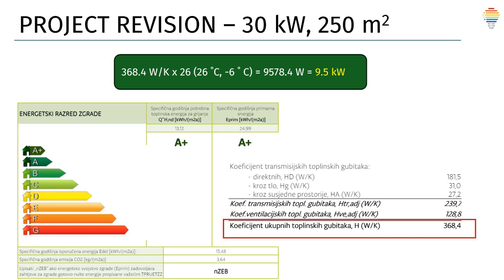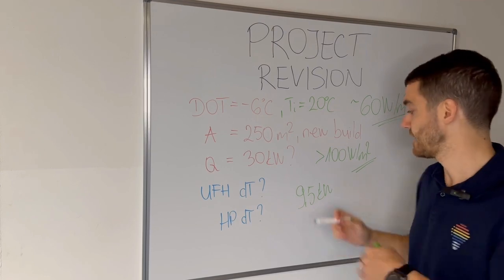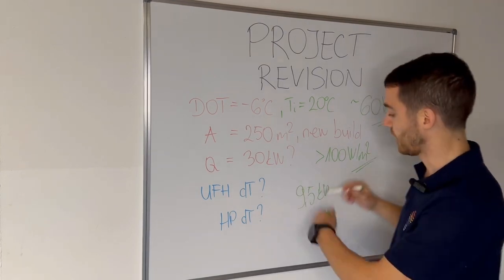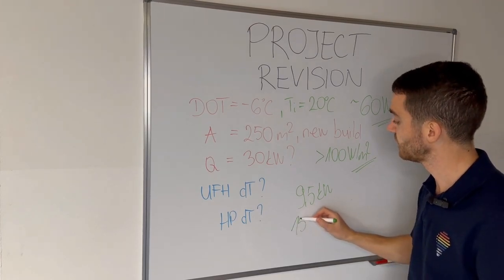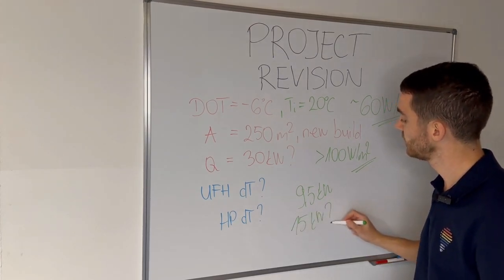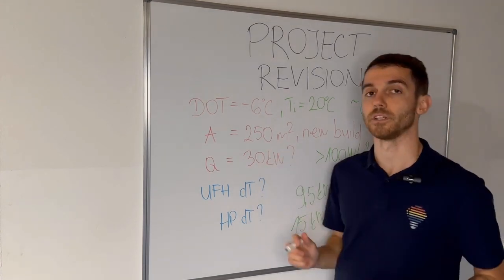So you can see this is 30% of this 30 kilowatt. Let's say that this is also wrong, that it's not 9.5, that it's bigger. Let's say that it's, for example, 15 kilowatt. 15 kilowatt. This is still half of the 30.